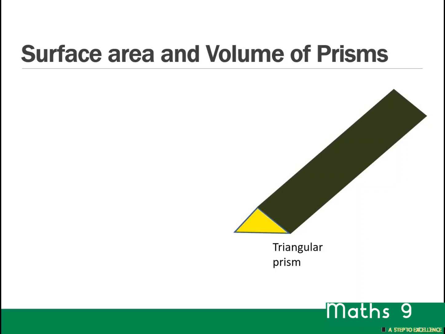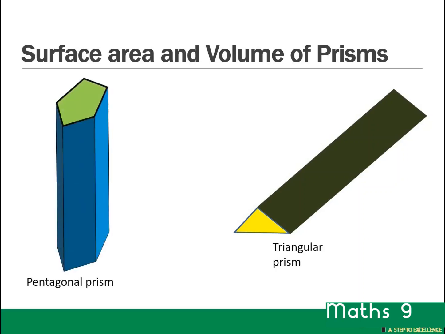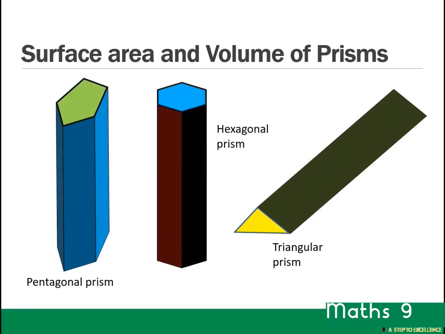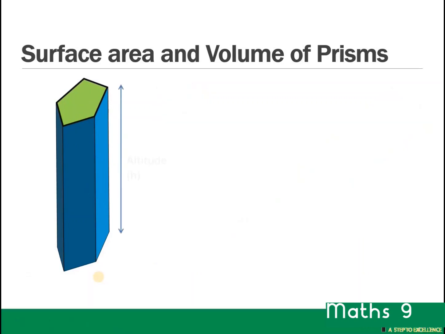This is a triangular prism, this is a pentagonal prism, and this is a hexagonal prism. They're named based on their bases, and in each case, the cross-sectional area is the same all the way down the prism. This is the altitude, h. This is one of the edges.